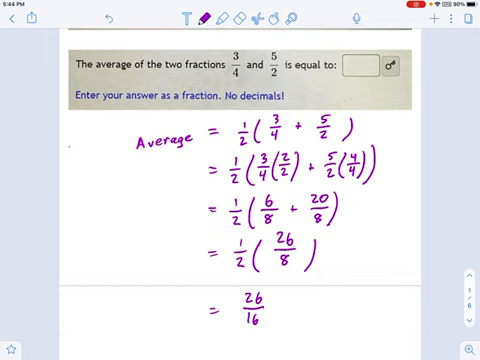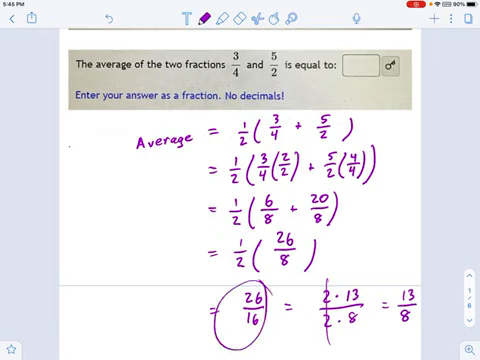Now, if you want to simplify that, you can. You would simplify that by factoring out. Well, what's 26? Think of this as a factor tree. Oh, it's 2 times 13. And what's 16? Well, that's 2 times 8. And you see these 2's cancel out. And what you get, if you want to simplify this fraction, you don't have to, but you get 13/8. Now, either of these things is right, okay? 26/16 or 13/8 is going to be fine.